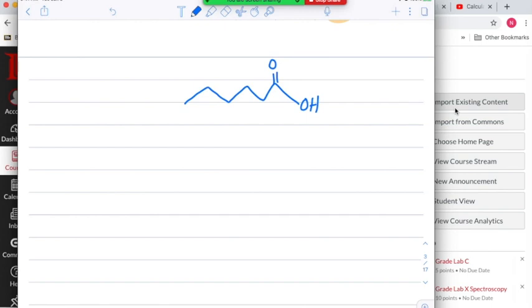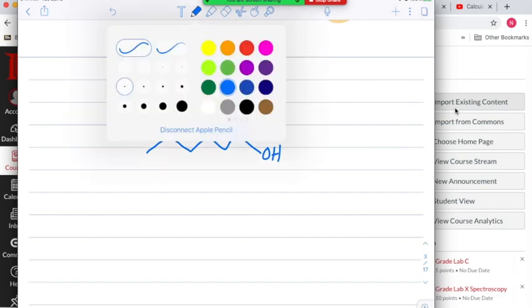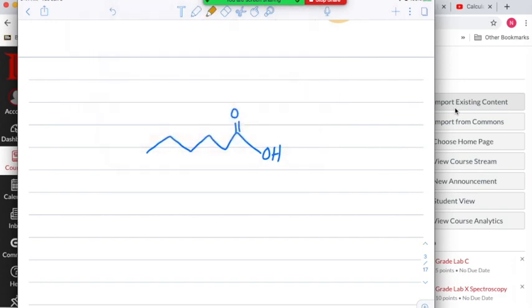So why not? Why isn't this an alcohol? Why can't we call this an alcohol? It does have an OH. Anybody notice something in here that shouldn't be there if it's an alcohol? The double bond O, excellent. So that double bond O we call the carbonyl. This little guy right here cannot be there if it is an alcohol.